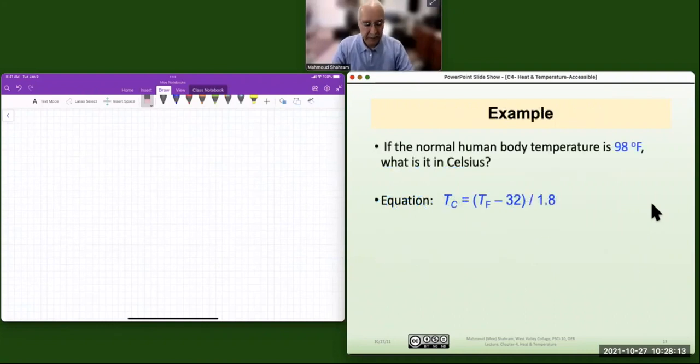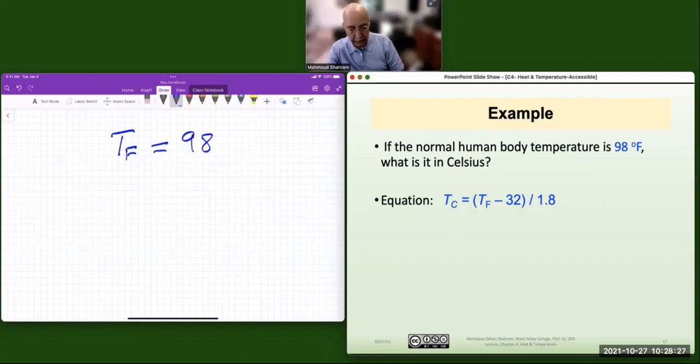So let's do an example. We have the temperature of the human body, T Fahrenheit, which is 98 degrees Fahrenheit.